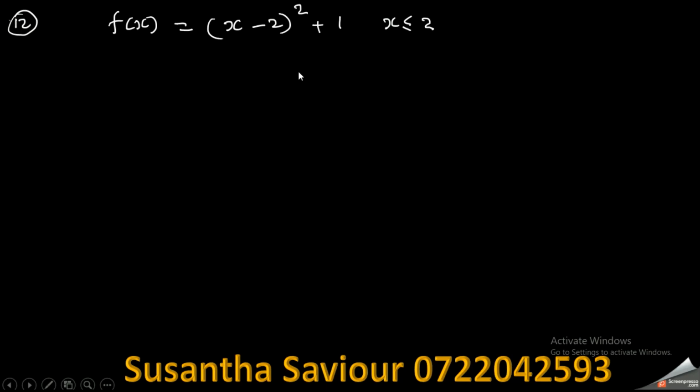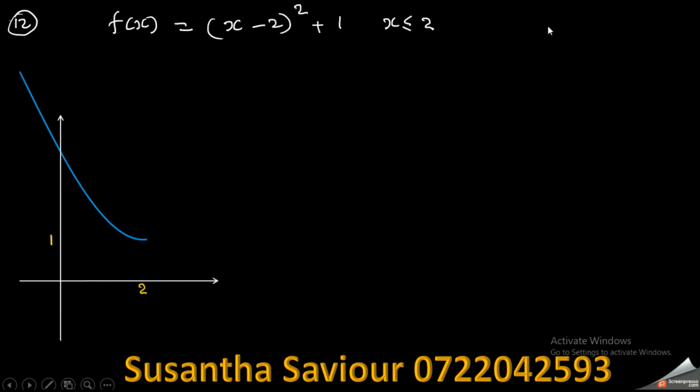f(x) equals (x minus 2) squared plus 1. In this case, x is less than or equal to 2, right? We will first sketch this also. x less than or equal to 2 means this side of the graph is not there, right? Only this side is there.